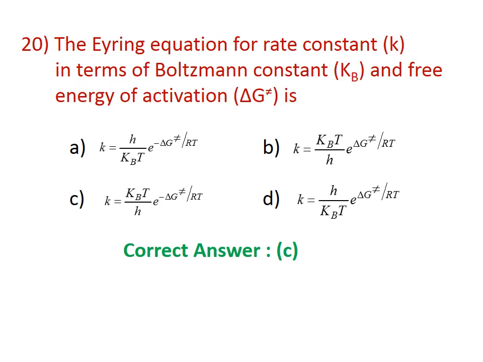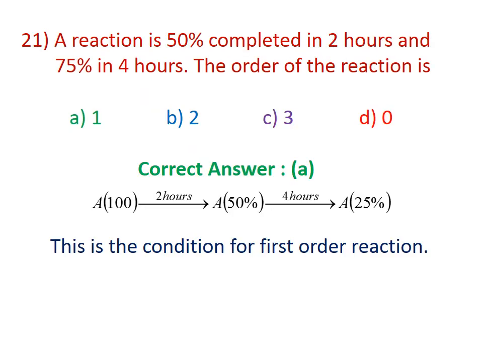Question number 20. The Eyring equation for the rate constant k in terms of Boltzmann constant kB and the free energy of activation delta G double dagger. We already discussed this in transition state theory. The rate constant k will be equal to kB T by h into e power of minus delta G double dagger by RT. Option C is correct. The correct answer for this question is C.